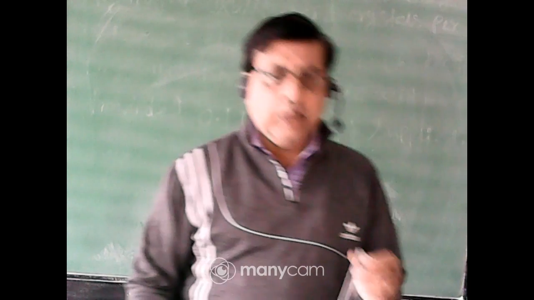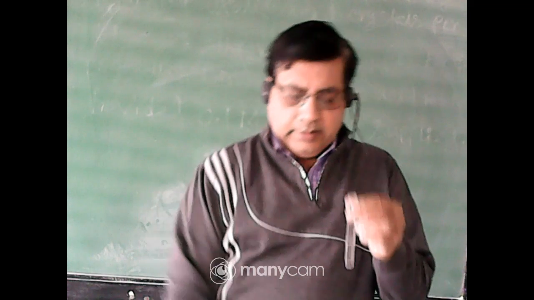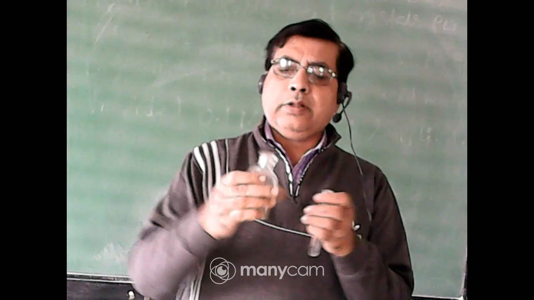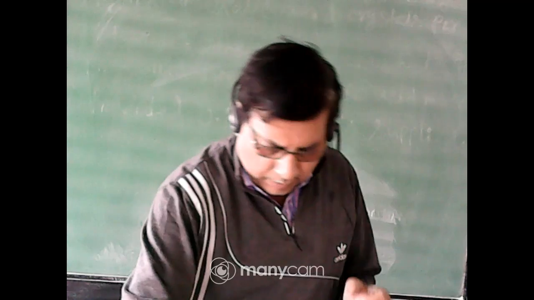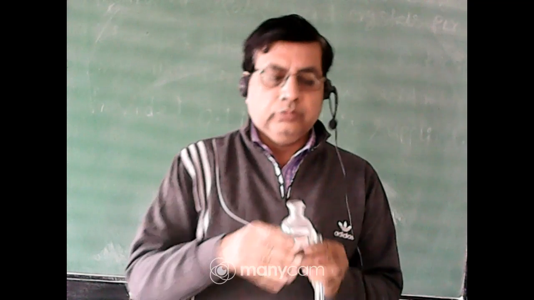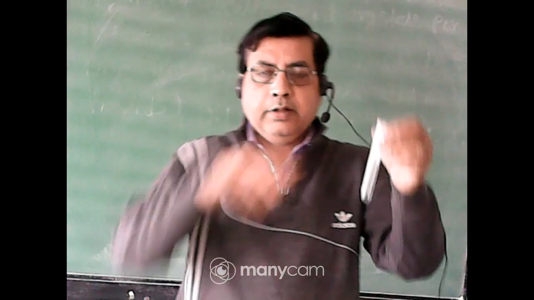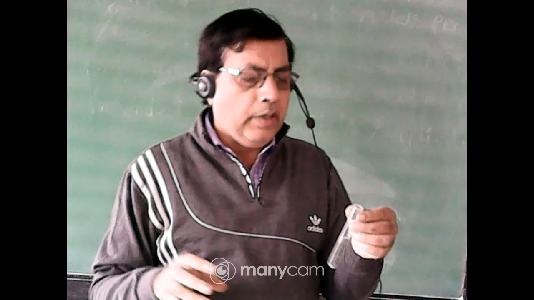solution. What is the group 3 reagent? You first add ammonium chloride, group 3 reagent. Then you add ammonium hydroxide, NH4OH, drop by drop. Now no precipitate is formed, that means group 3 is absent. Group 3 means iron or aluminium or chromium. Chromium is not in your syllabus, so iron and aluminium are absent.